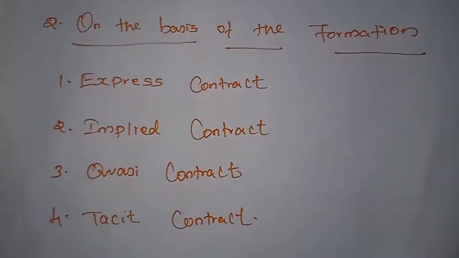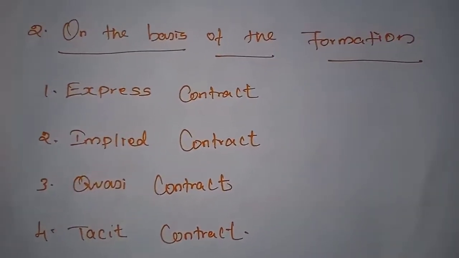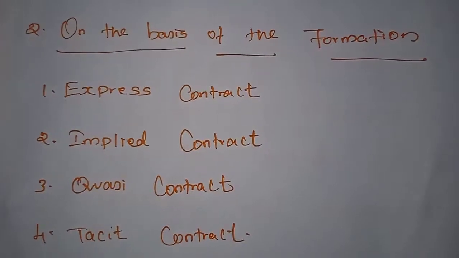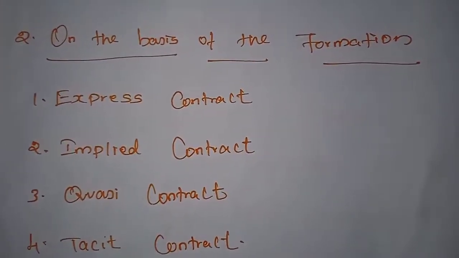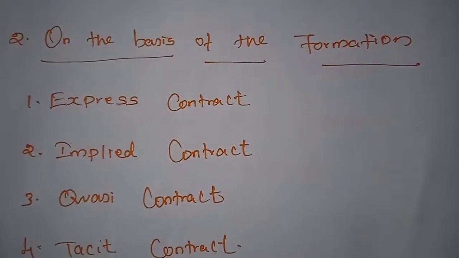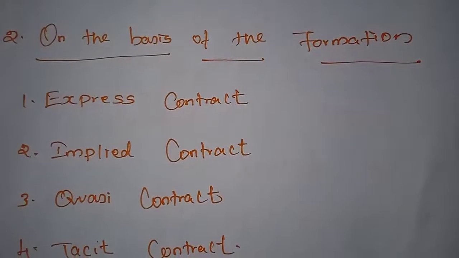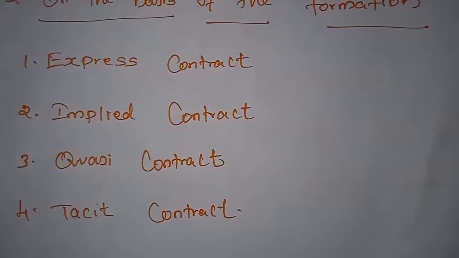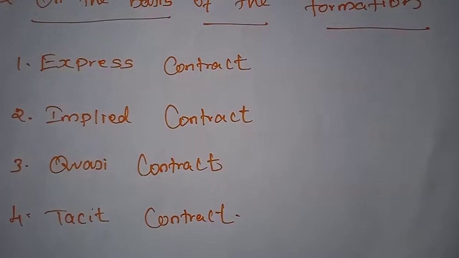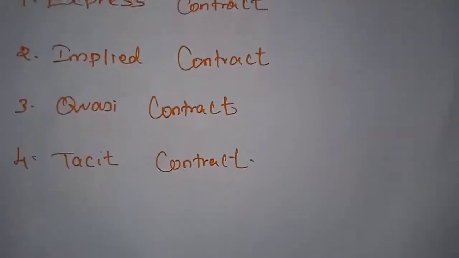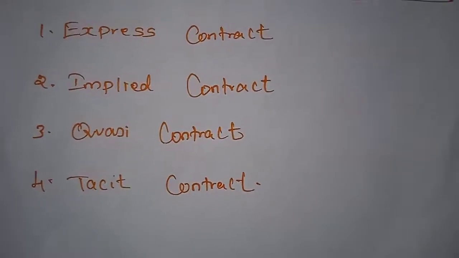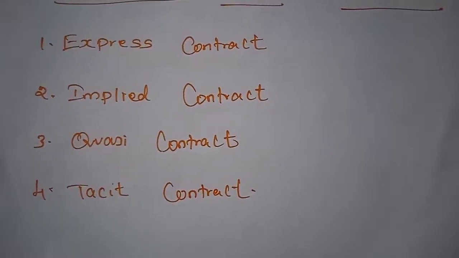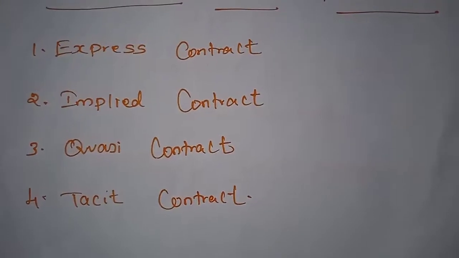Next, on the basis of formation, how can we classify the contract? First one is express contract. A contract made by words spoken or written. According to Section 9, insofar as the proposal or acceptance of any promise is made in words, the promise is said to be express. Next, implied contract. The implied contract is one which is not expressly written but understood by the conduct of two parties. Next, quasi contract. It is not a contract, it is a contract created by law. A person shall not be allowed to enrich himself unjustly at the expense of others.